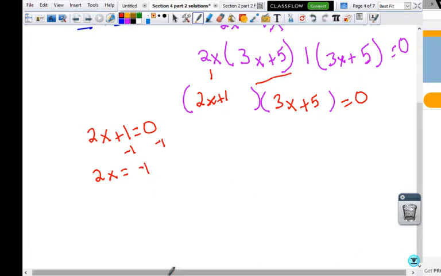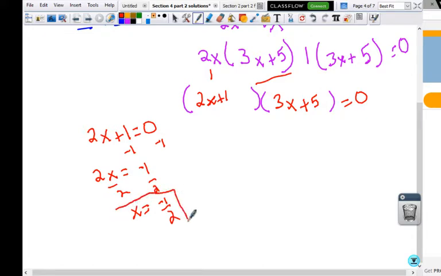We're going to get 2x equals negative 1. Then we're going to divide by 2 on both sides. I'm going to get x equals, and I'm going to be nice, you can leave it just as a fraction. Negative 1 over 2. That's my first answer.